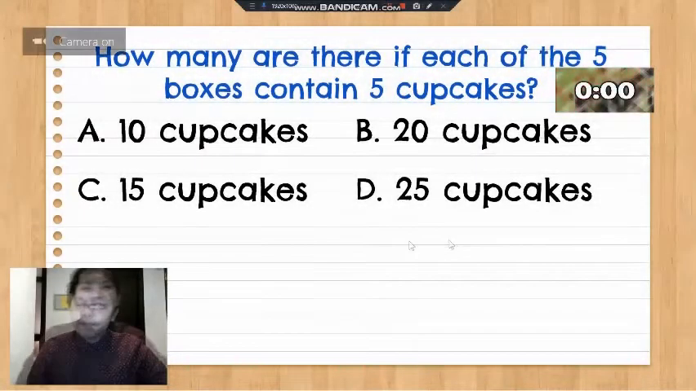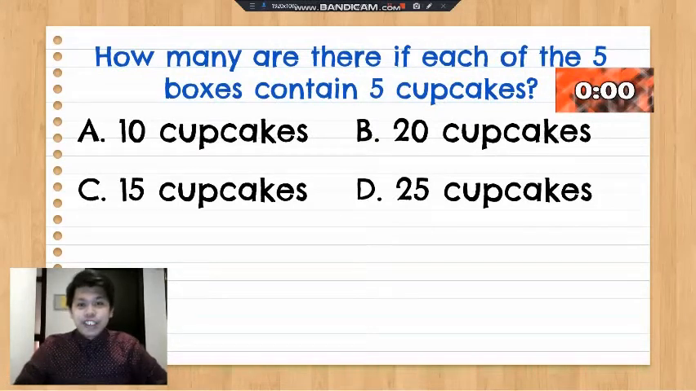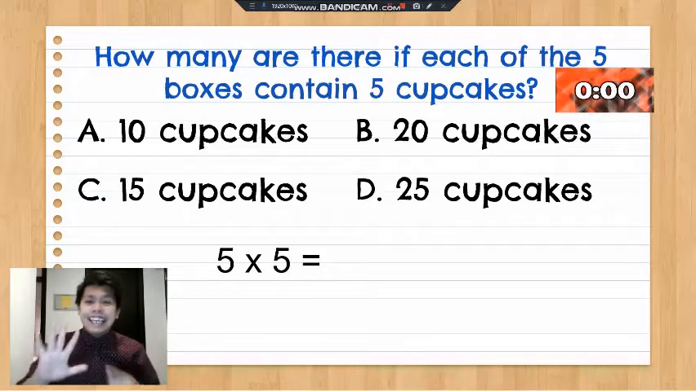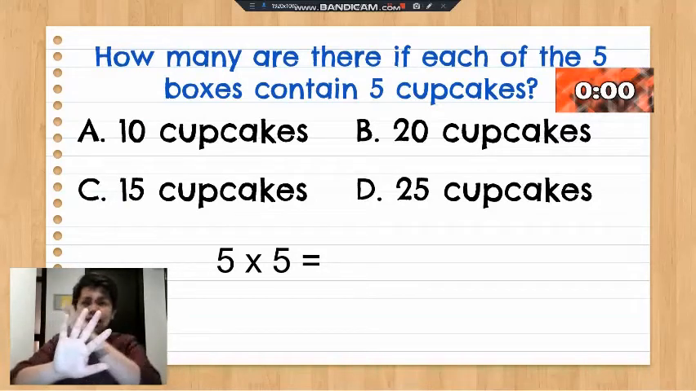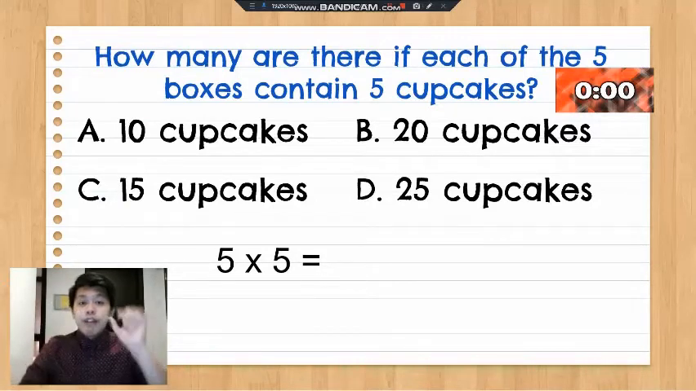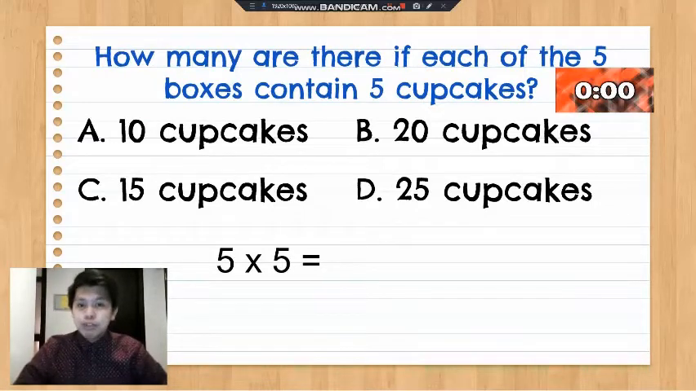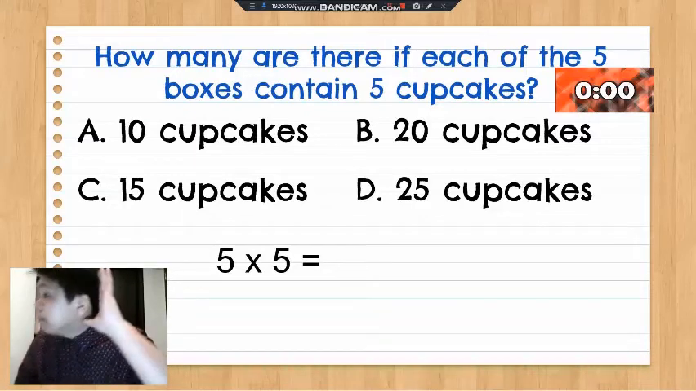Time's up! Let's check your answers. What we have to do is to multiply 5 times 5. Why multiply? Because remember, each of the boxes has 5 cupcakes in it. So you have to multiply. 5 times 5, how many is that?